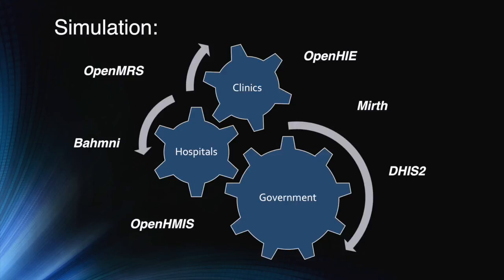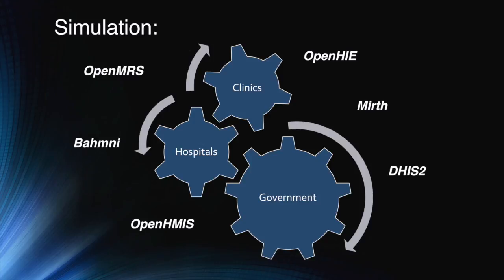So we thought it might be a good idea to try and put the different systems that are being proposed together in an in silico simulation. So we'd get Amazon cloud servers and have them represent things like hospitals and clinics and government departments, and then install the open source software that's going to run on them.